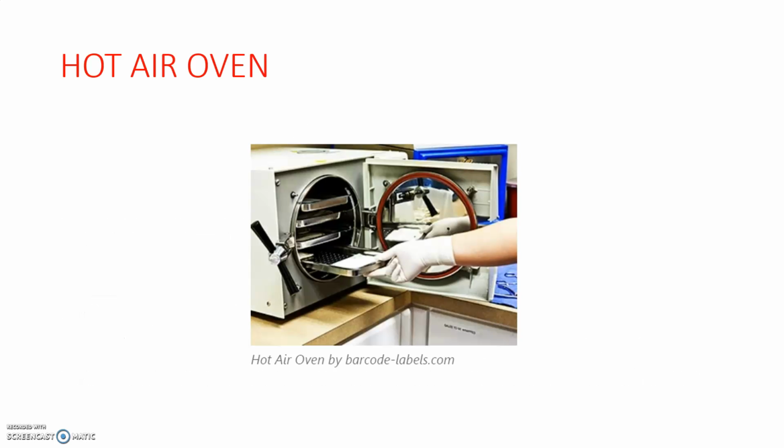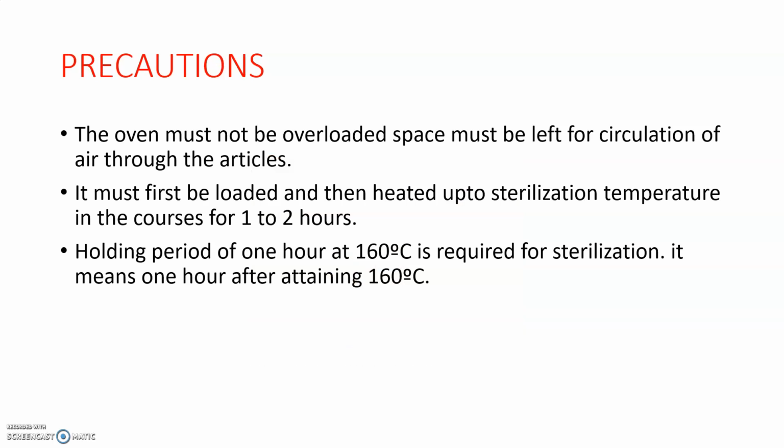So this is the picture of the modern hot air oven. And there are certain precautions. I think you are all familiar, but I'm saying the oven must not be overloaded. You know that space must be left for air circulation through the articles. Then it must be loaded and then heated up to sterilization temperature in the course of 1 to 2 hours. Then the holding period is 160 degrees Celsius for 1 hour and is required for the sterilization. It means 1 hour after attaining 160 degrees Celsius.